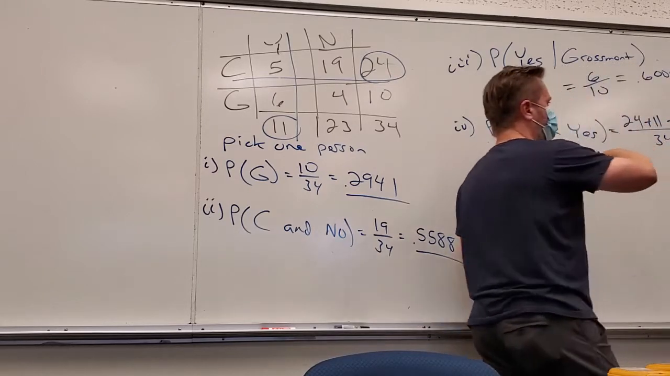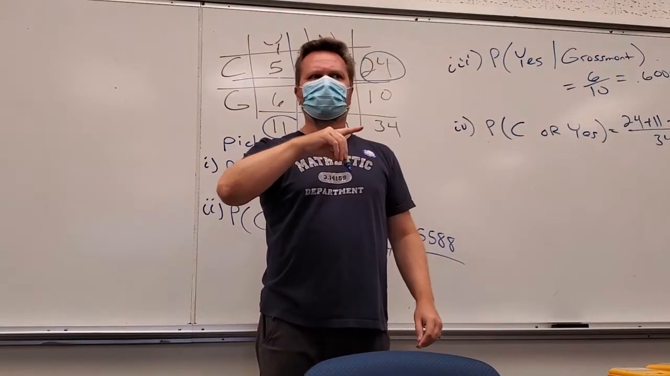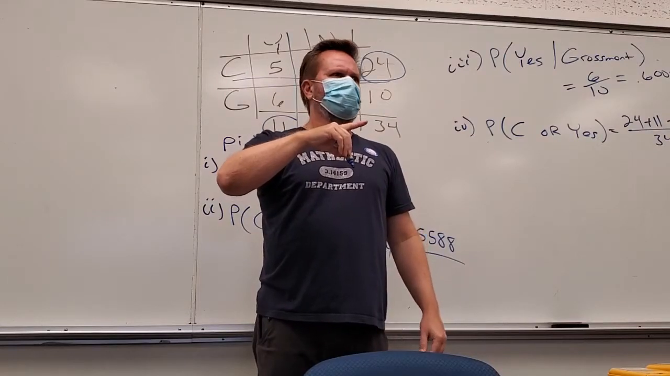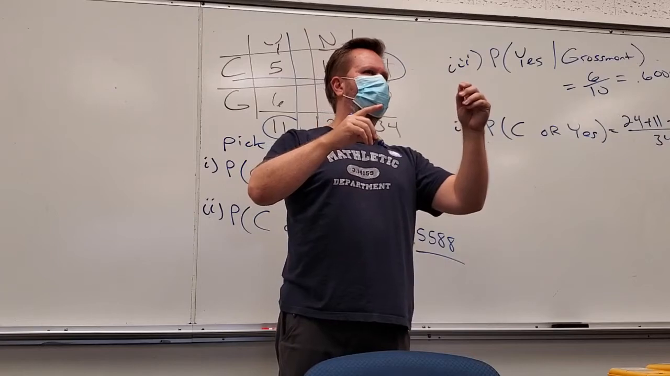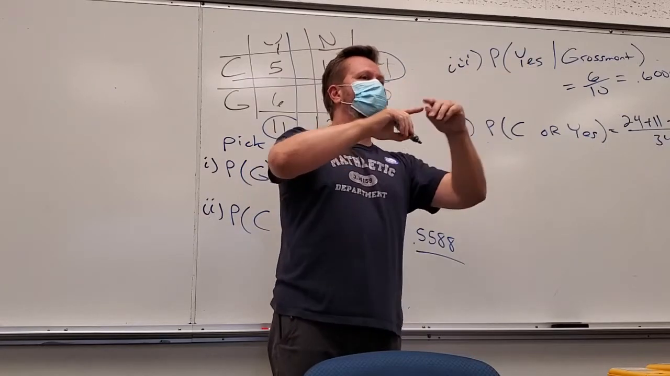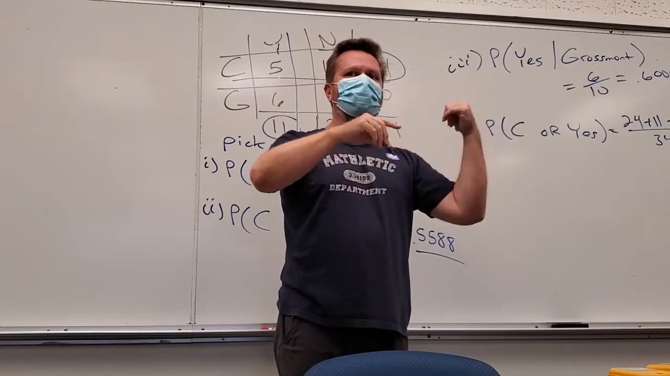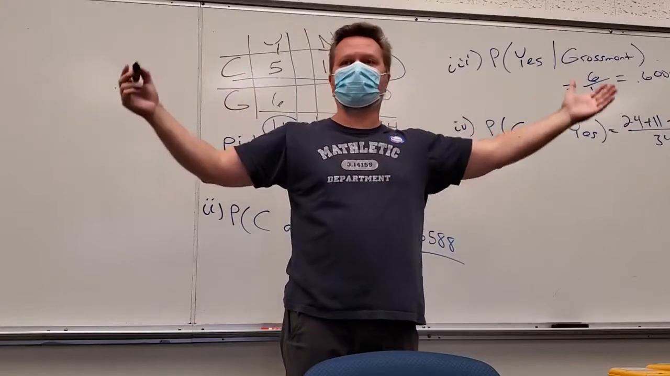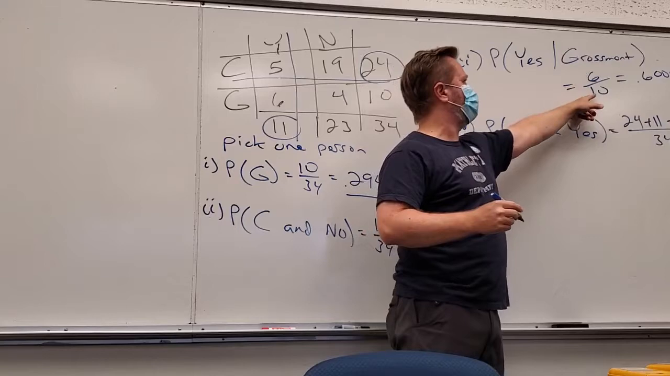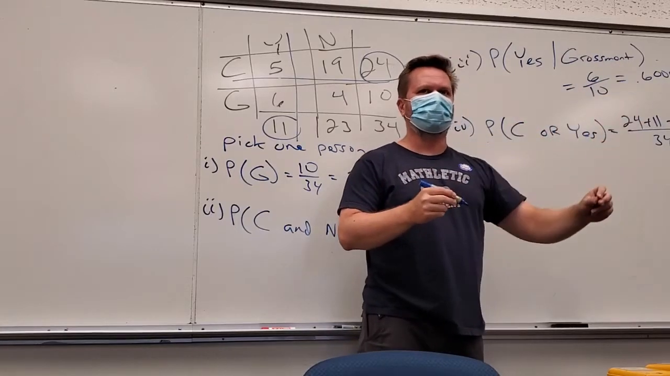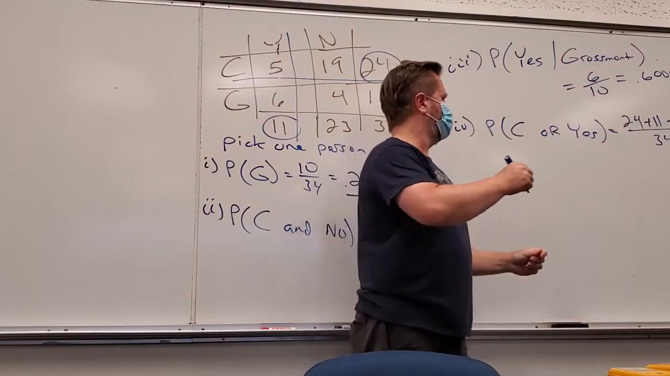Why is the bottom still 34? It's out of all students. Why? How do I know that? Because the denominator is not given. Okay, good. I didn't give you any information, right? The problem didn't give us any information. It could be any of the 34 students. It has to be given information. That's when the bottom will change. Good.